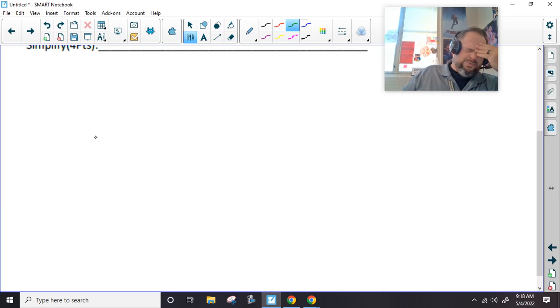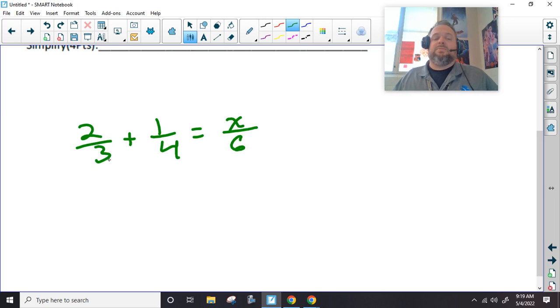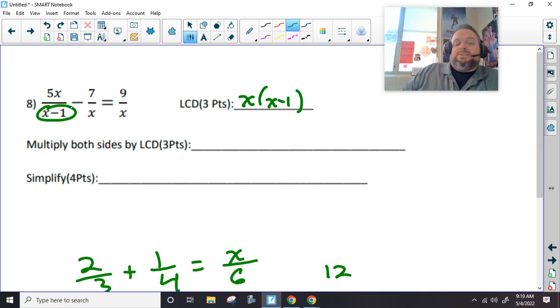So let's see if we had a, what is the smallest number that both 3, 4, and 6 will go into? 12. That would be our LCD. Same thing. What's the smallest thing? Sometimes it's going to be this multiplied.